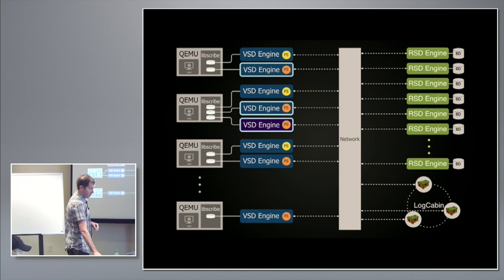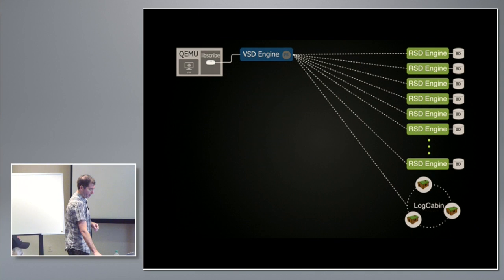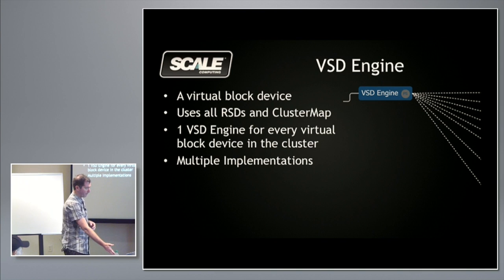Okay, so moving on to the VSD engine. And this is, I think, where most of the technology in Scribe lies. This is really what's implementing the reliability behind a virtual device. So, as we mentioned before, there's one VSD engine for every block device, and it's able to talk to all of the RSDs in the cluster. All of those real devices, all your disks, all your SSDs are available to a single VSD engine.